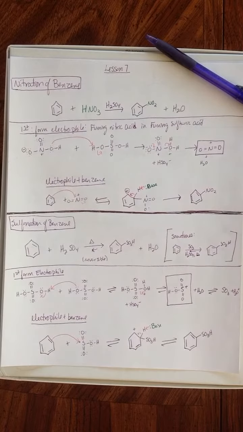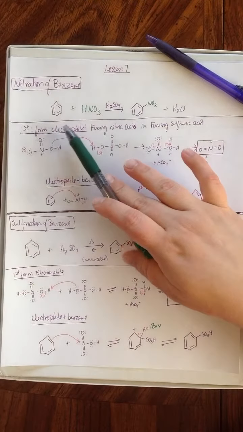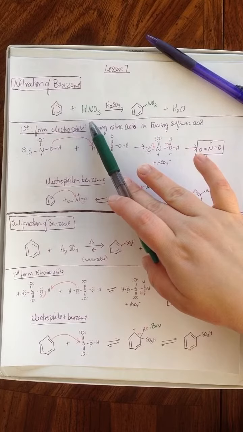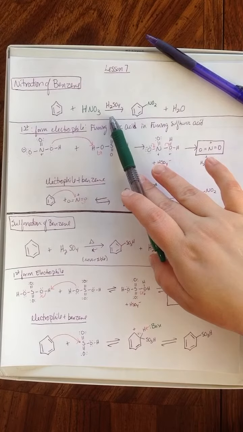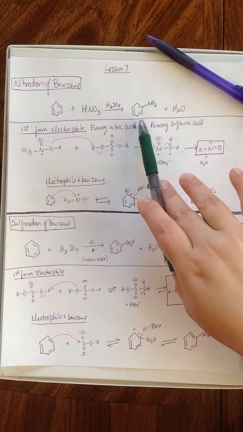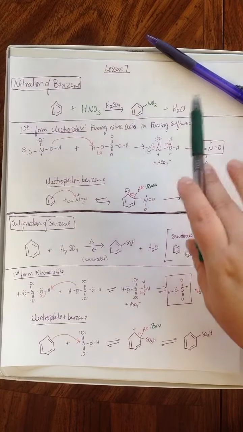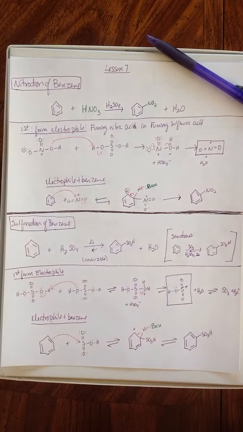So in continuing the electrophilic aromatic substitution reactions that we have seen, the next one that I want to cover is the nitration of benzene. Benzene in combination with fuming nitric acid and fuming sulfuric acid produces nitrobenzene, as you see right here. Yes, water is produced as well. What we care about is right here.